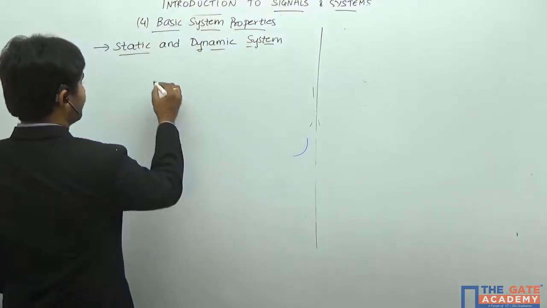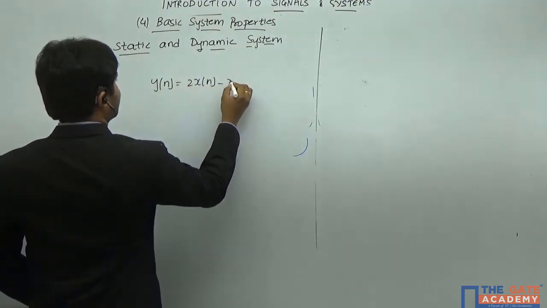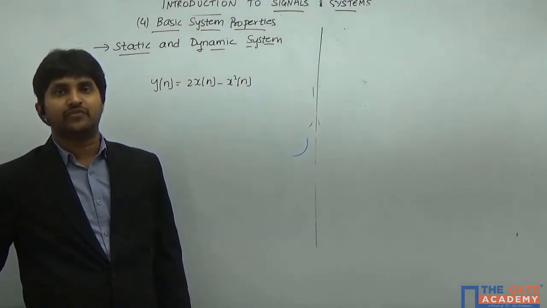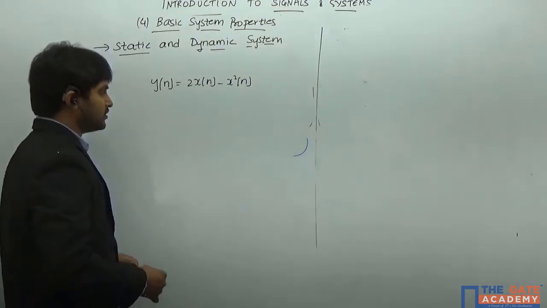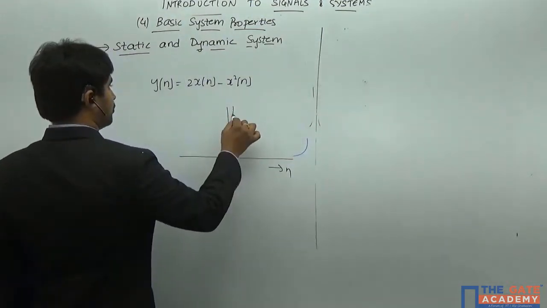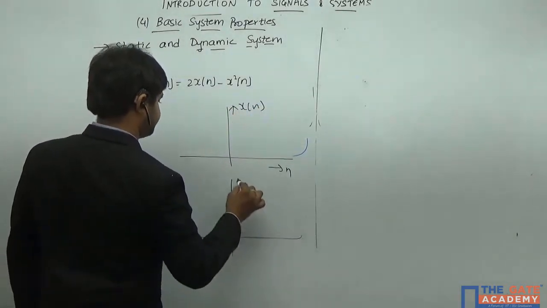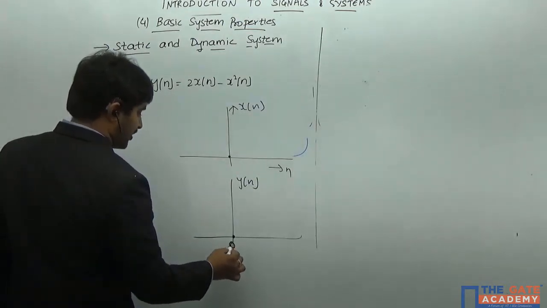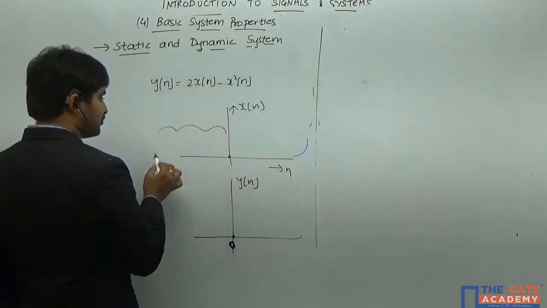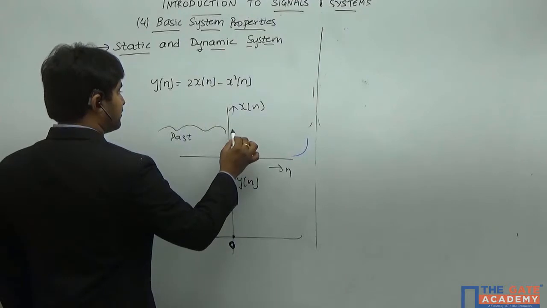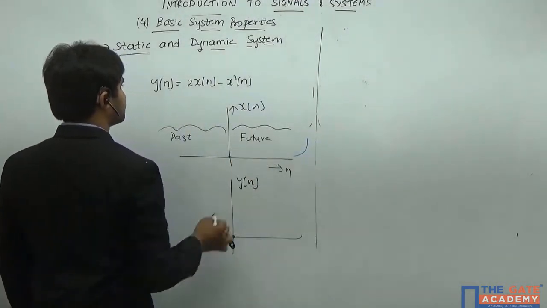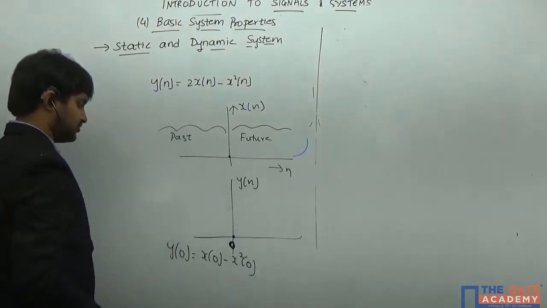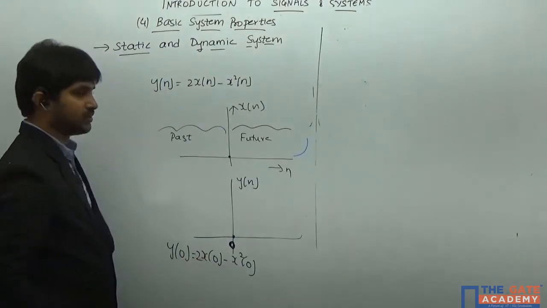So for example, if you have y of n is equal to 2 into x of n minus x square of n. Now you see, n is nothing but an independent variable. You can talk about an x of n and a y of n. Now, if you want the value of y of 0, the samples before 0 are going to be the past values, and the samples after 0 are nothing but future values. So y of 0 is equal to 2 into x of 0 minus x square of 0.